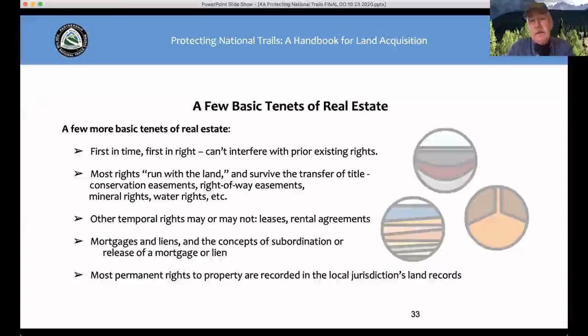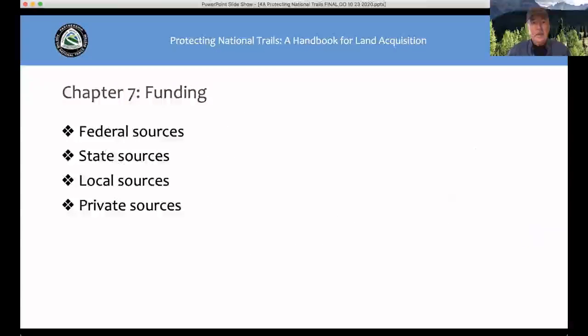Most rights run with the land and they survive the transfer of title. Leases may not, rental agreements may not, but most rights run with the land. I'll get into mortgages and liens a little bit later on the concept of subordination. But one of the important things to know is that most permanent rights to property are located in the local jurisdiction's land records. So Chapter 7, funding. Chapter 7 is all about where you can find money to acquire land.